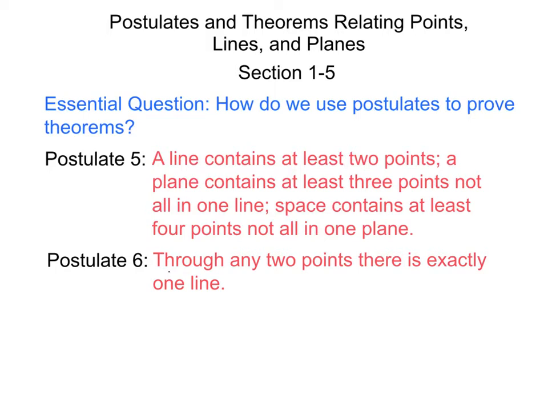Postulate 6 states, through any 2 points there is exactly one line. By the word exactly, we mean just that. There is one and only one line. So that's kind of a crucial word right there, that word exactly. And to emphasize it, I will underline it. Exactly means one and only one.